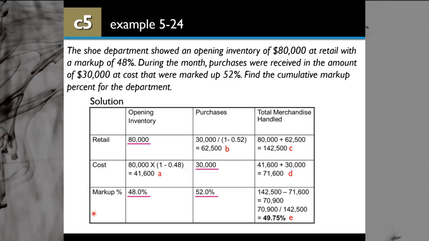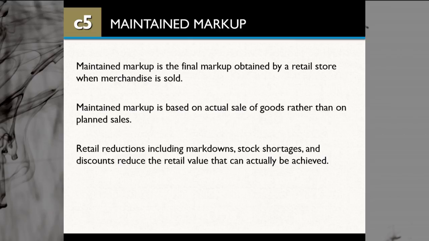Okay, so you know how to calculate your cumulative markup now, also in dollars and also in percentage. Now let's look at the maintained markup, the next concept. It's also related to the timing of the markup. Your maintained markup is the final markup obtained by a retail store when merchandise is sold. So that's going to be your actual maintained markup, based on actual sales of goods rather than planned sales. So it's not about the plan, it's going to be your actual one.